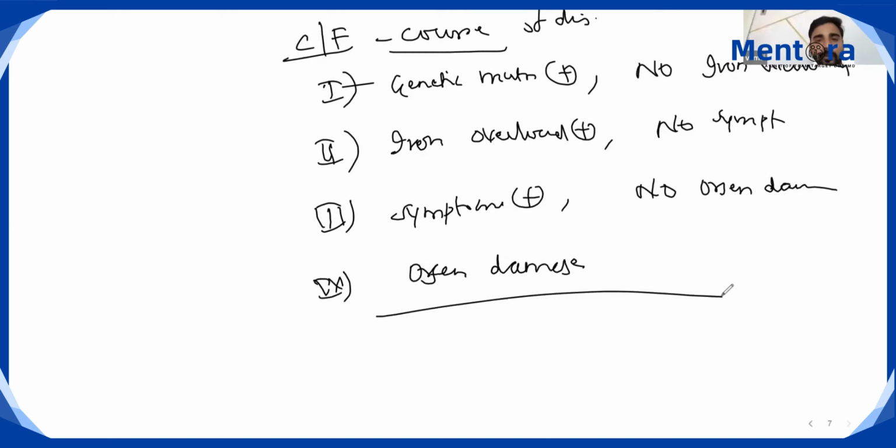So they go into 4 stages. First, there is genetic mutation only, there is no iron overload. Second, there is iron overload but there are no symptoms. Third, there are symptoms but there is no organ damage. And fourth, there is organ damage. Clear?